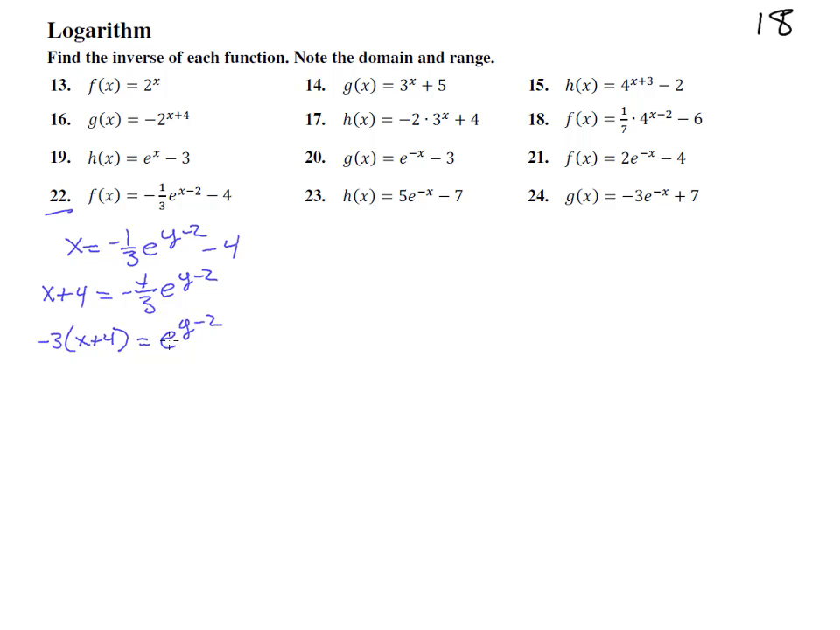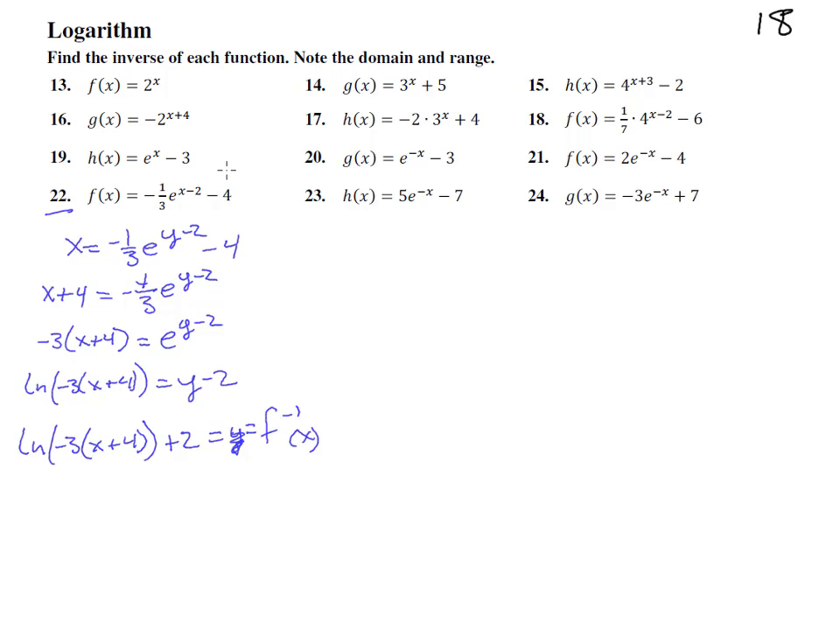Natural log, so log base e both sides, so natural log of negative 3 times (x + 4) equals y minus 2. We just got rid of that e, that's pretty nice. And then add 2 to both sides. Natural log of negative 3 times (x + 4), plus 2, equals y, which is f inverse of x.